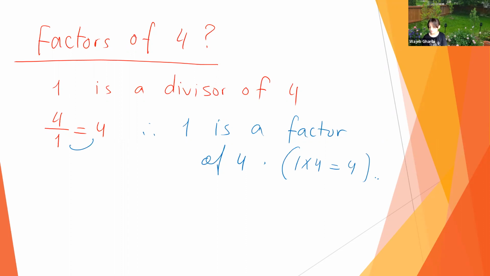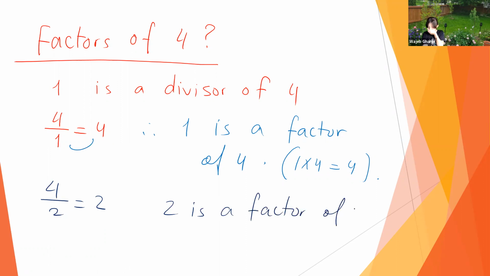How about 2, Maria? 2 is a factor of 4 because 2 times 2 equals 4. Or we say 2 is a divisor of 4, because 4 divided by 2 equals 2. Therefore, 2 is also a factor of 4, because if we multiply 2 times 2 it equals 4.